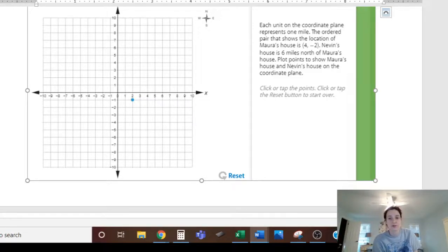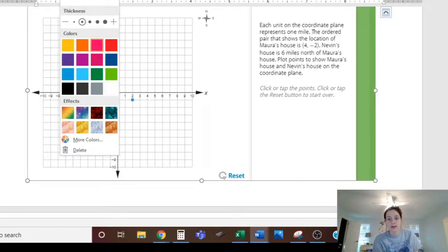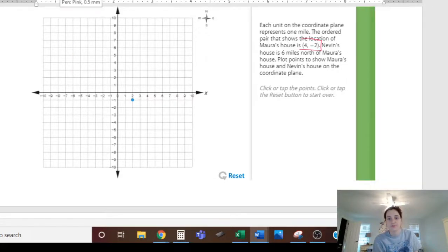So let's first start with what we know. We know where Maura's house is. Maura's house is here at 4, -2. So I want to start at the origin, and I want to go 4 units, which is positive, to the right. So I'm going to come over 1, 2, 3, 4. And then it says -2. Negative is down, so down 1, 2, and this is the point where Maura lives, right here at this intersection. I'll put an M for Maura.